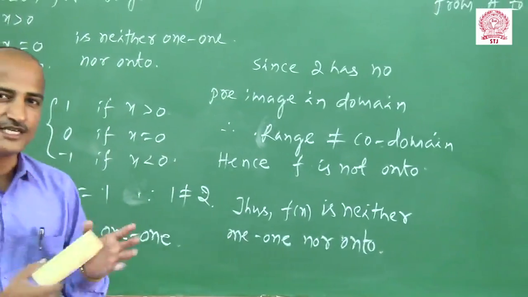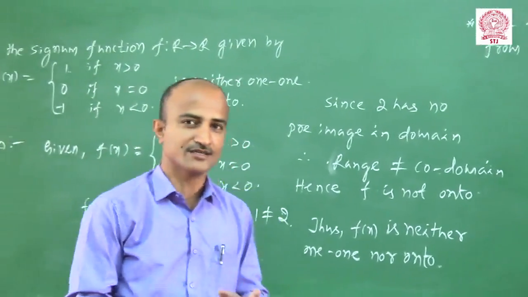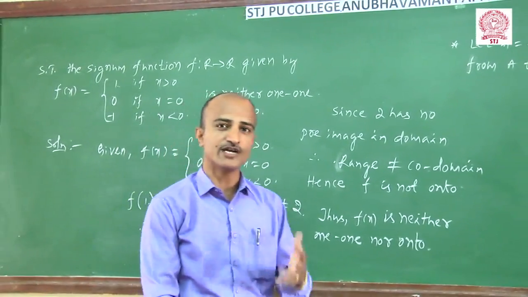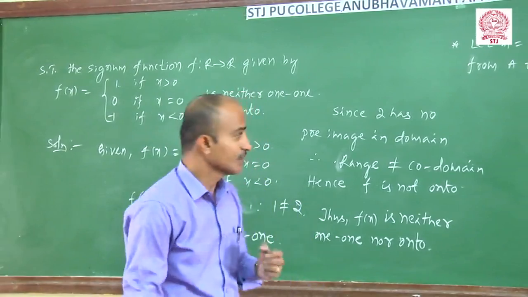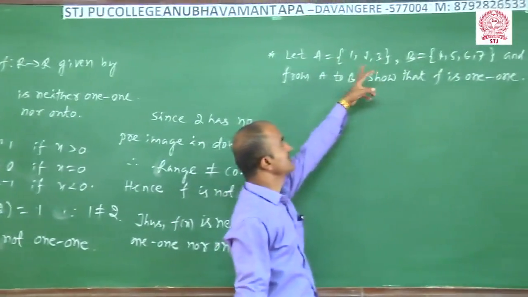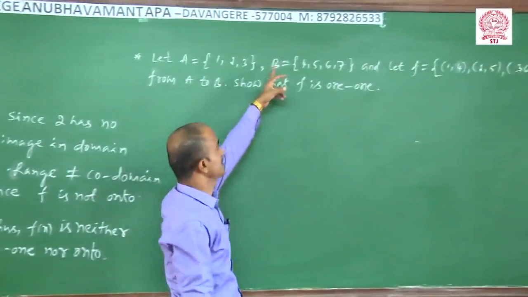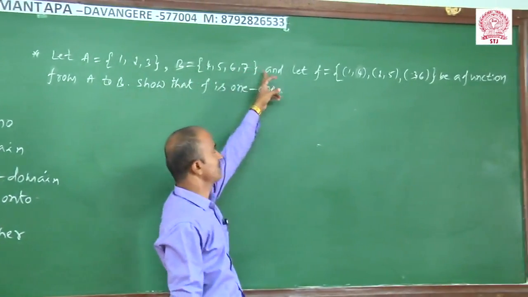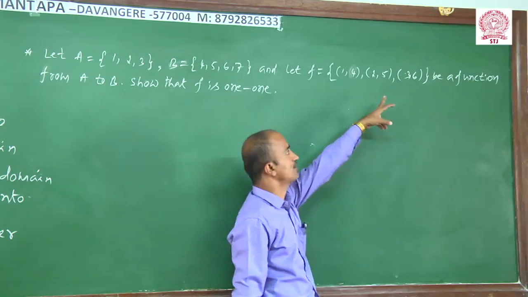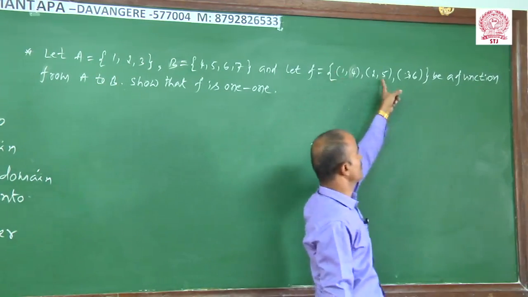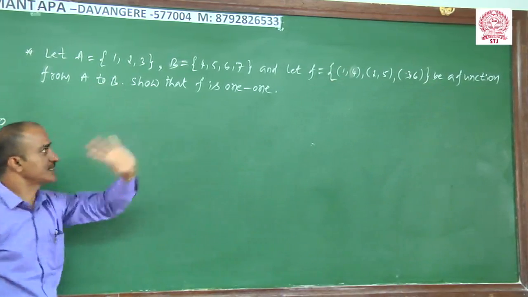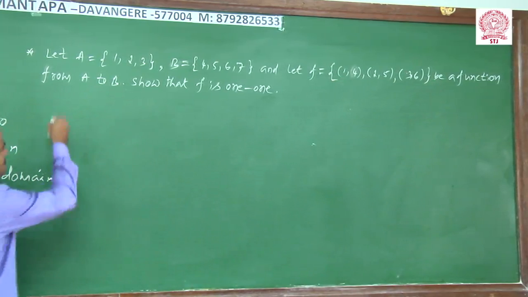onto. So with these examples, I hope you have learned how to check up the injectivity and surjectivity of a function, or 1 to 1 and onto of a function. Now here is one more example. Let A be the non-empty set whose elements are 1, 2, 3, B be the set whose elements are 4, 5, 6, 7, and they have defined a function f as a set of all ordered pairs (1, 4), (2, 5), (3, 6), a function from A to B, so that f is 1 to 1.